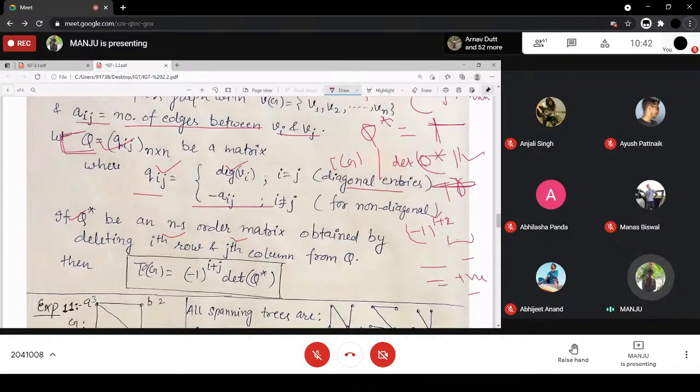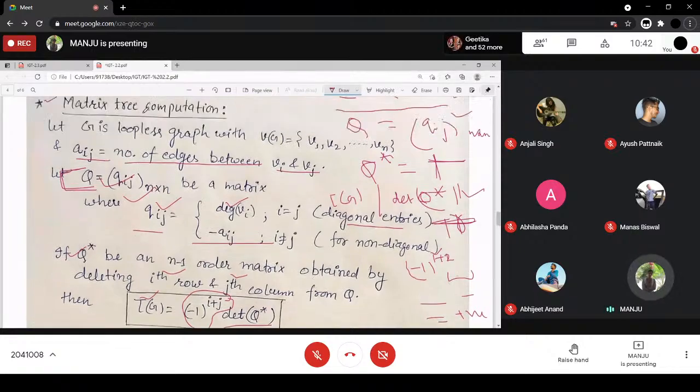So in general, the formula of tau G, the number of spanning trees, is minus 1 raised to power i plus j. That's up to you if you want to remember it or not. This is the determinant of this Q star, what you got from Q. If you are getting negative, then take the modulus. If positive, no need to take the modulus. Clear?